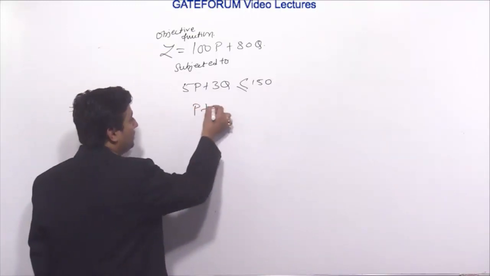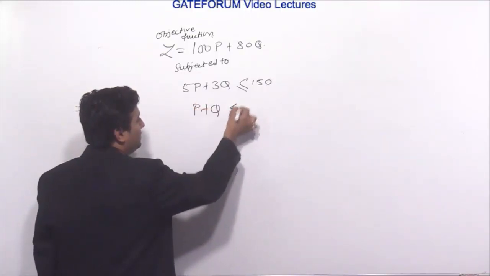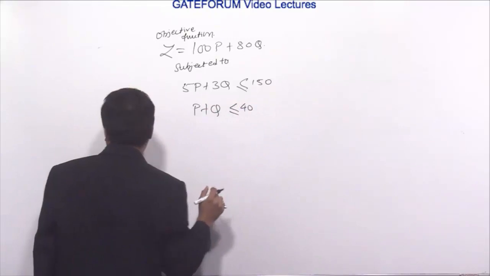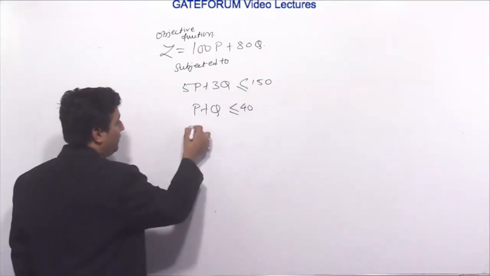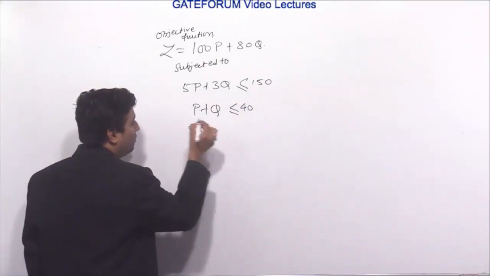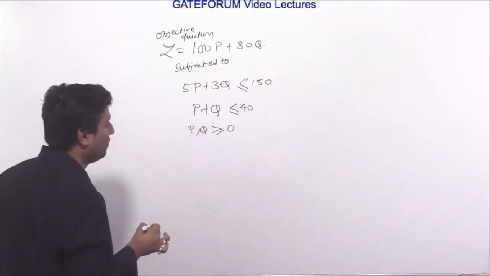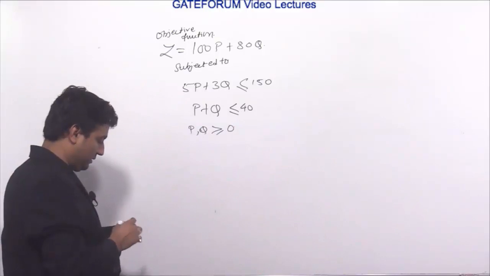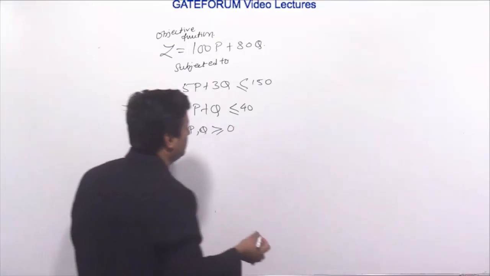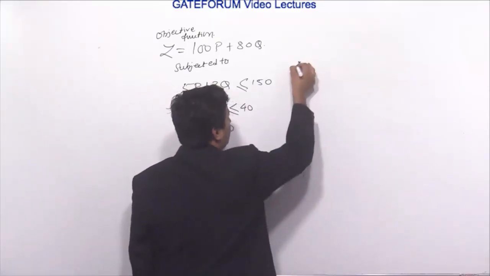And the total batch size of 40: P plus Q should be less than or equal to 40. That is your given constraint, and P, Q greater than or equal to 0. Now let me go for the graphical method, because only two decision variables are there.